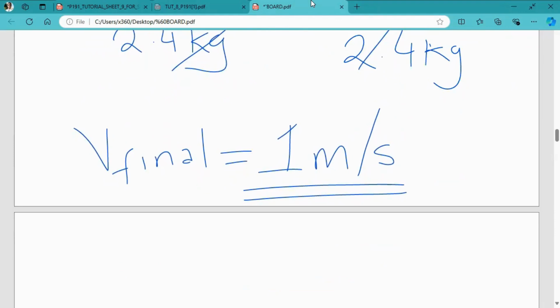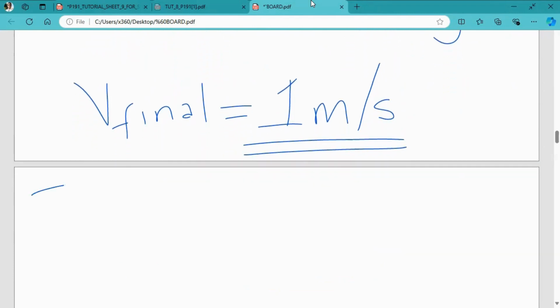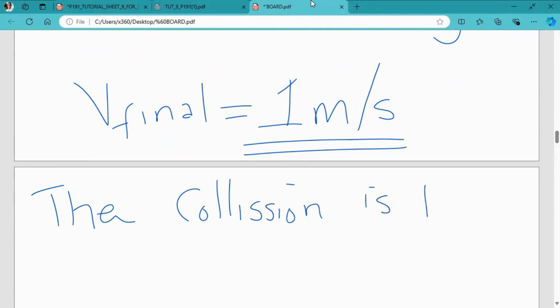Since they are sticking together and having one common velocity, I'm sure you're going to understand that the collision is inelastic.